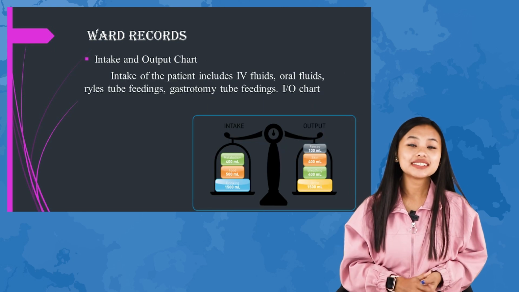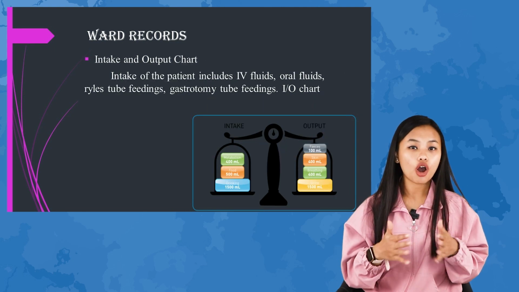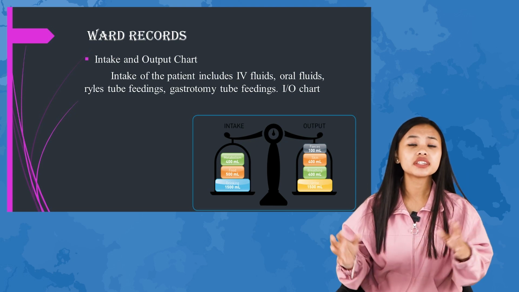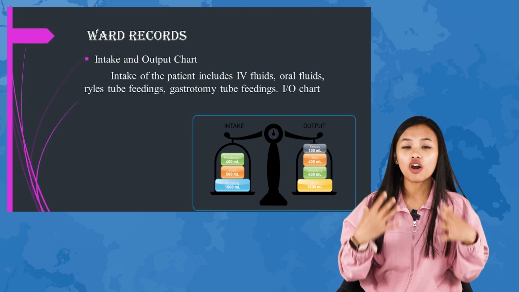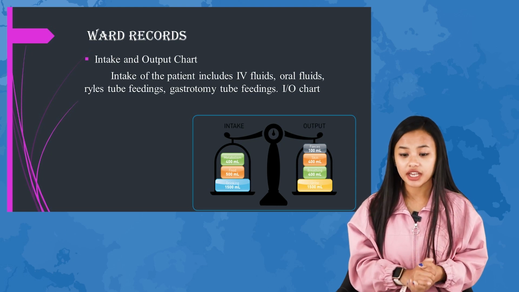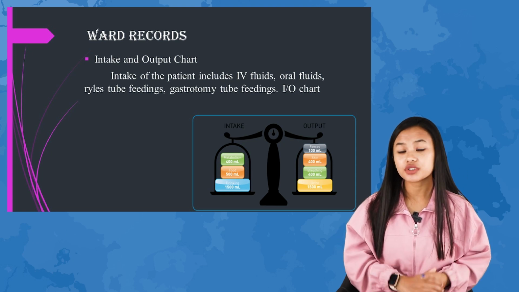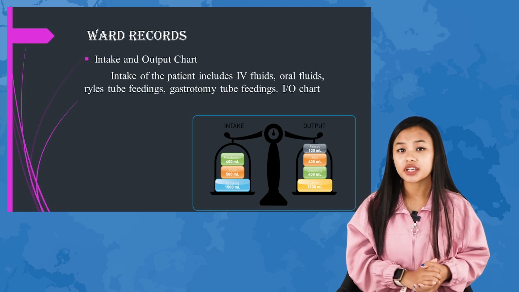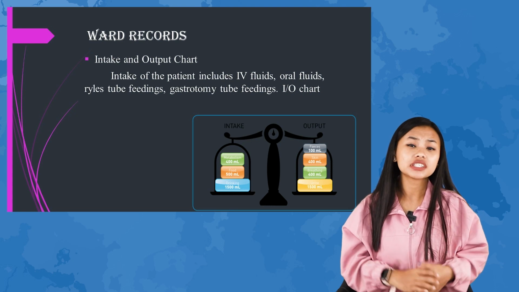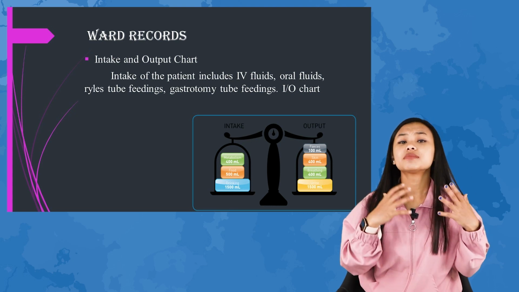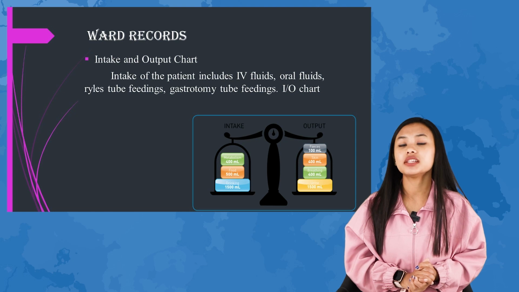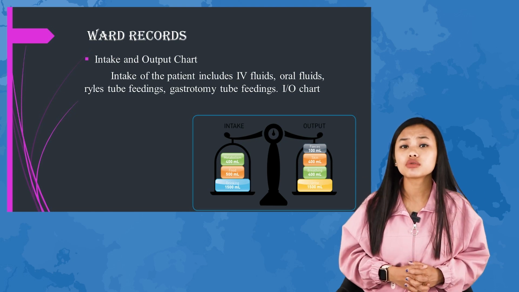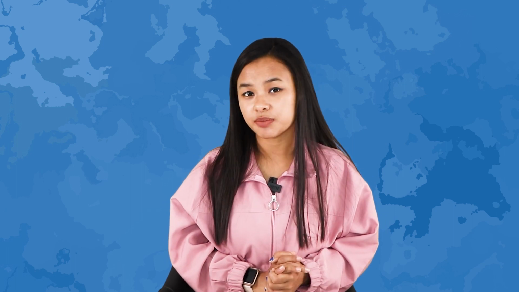The next one is the intake as well as the output chart. So here, this is a chart whereby we will be recording the intake as well as the output of the particular clients. So this chart can include the IV fluids, the oral fluids, the Ryle's tube feeding, the gastrostomy tube feeding, the input-output chart, which is maintained for the client in critical illness, or if the client is suffering from a condition like diarrhea, or also after any surgery has been performed for the client.